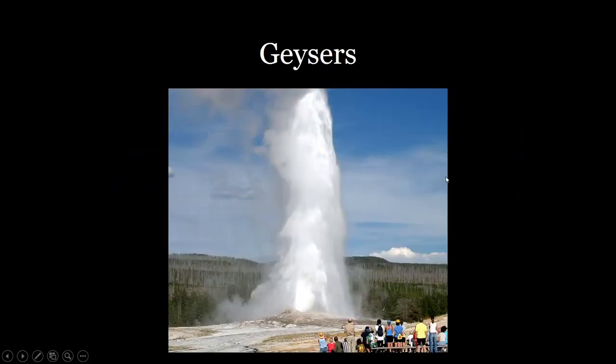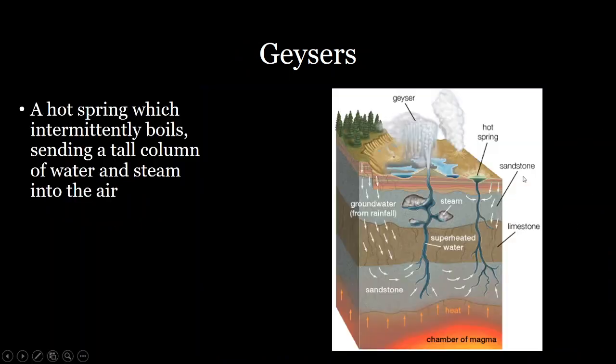The next feature that we're going to be talking about are geysers. This is Old Faithful in Yellowstone. And so geysers are hot springs, but that have also intermittent boiling. And so that water gets so hot that it forms steam underground. And that steam causes a column of water to shoot out from the location that it's coming out of.